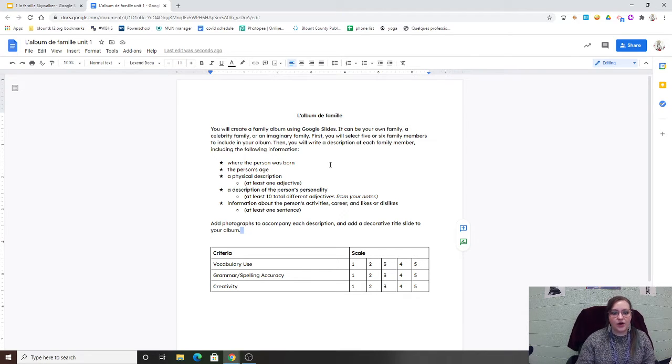So, I want to go over our assignment page that gives you your instructions and a little rubric, and I will show you an example to give you an idea of what I'm looking for. So, you can read, but I will read this briefly.